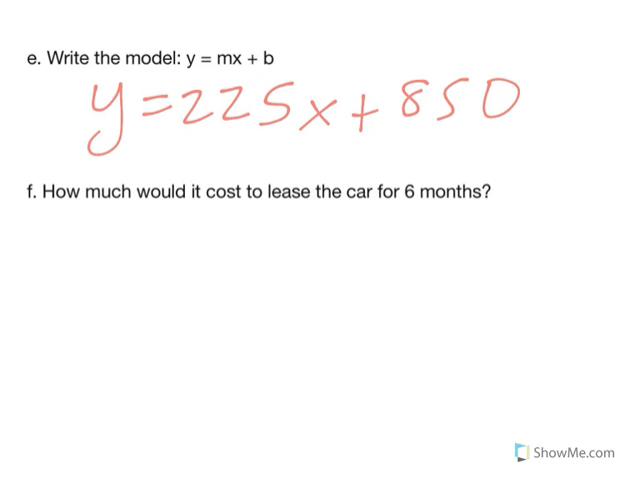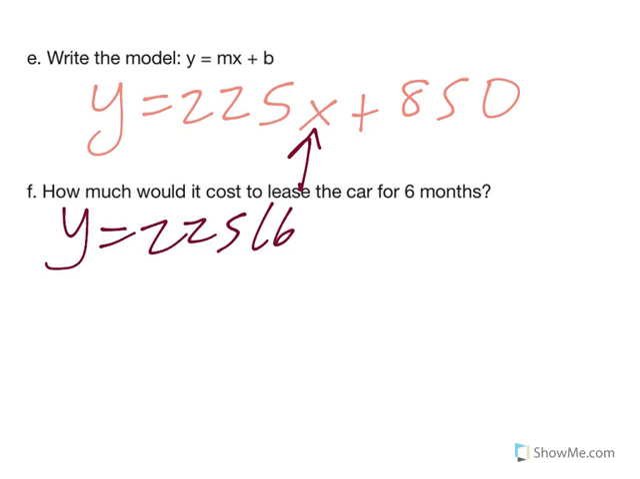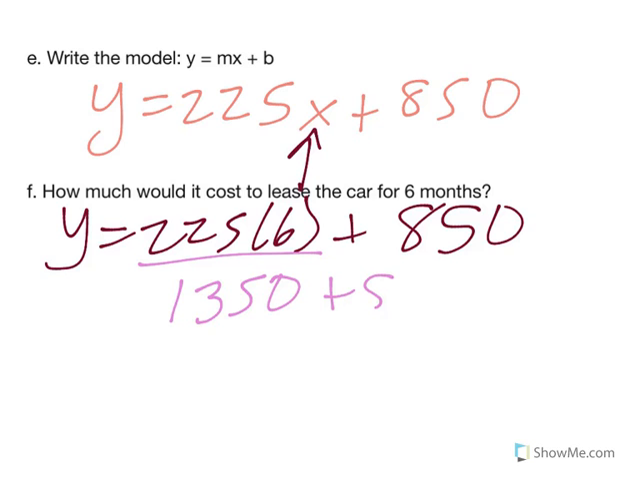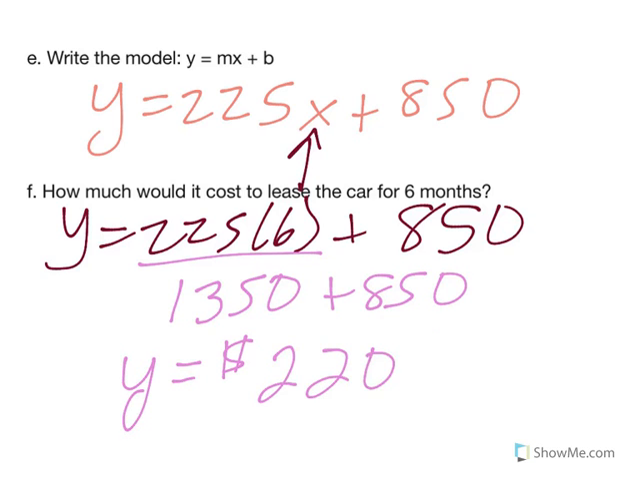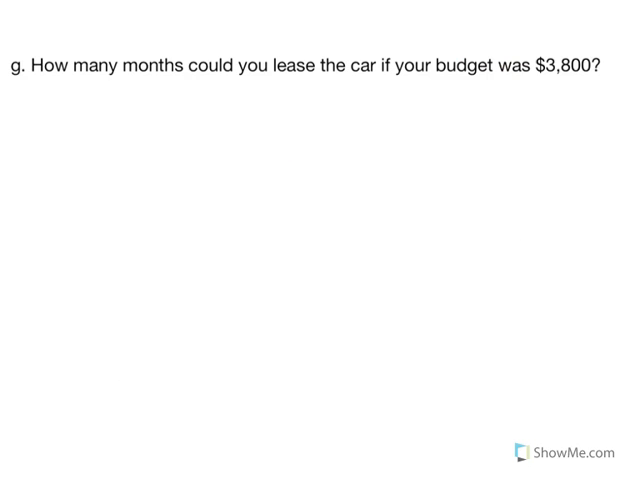All right, so let's get down to letter F now. How much would it cost to lease the car for 6 months? Well, months is x, so y equals 225 times 6 plus the initial cost of 850. Okay, so when I do the math, 225 times 6 gives me 1350 plus my starting cost of 850. So a 6-month lease will cost me $2,200. Right, so just in case you wondered.